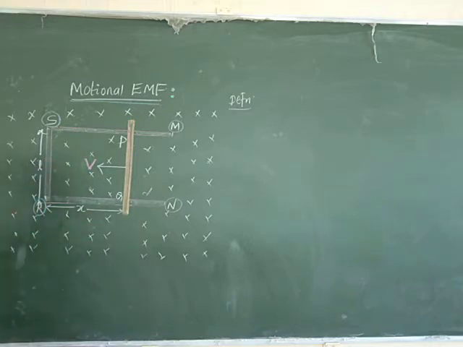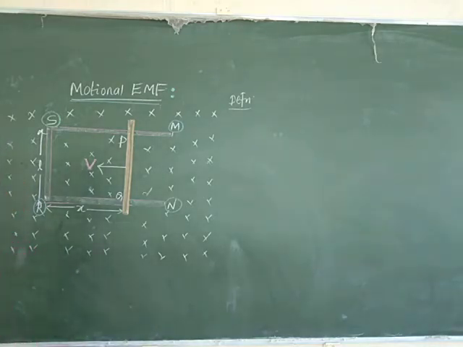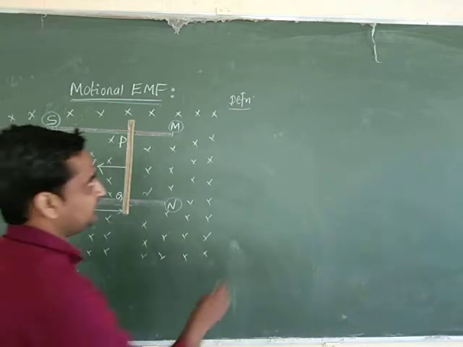In this case, by changing the area of the loop, or the area of the rectangular conductor, we are changing the magnetic flux linked with the coil, and hence the EMF is induced, right? By changing the area, we are inducing the EMF, and hence we have to calculate the expression for the motional EMF. So what is meant by motional EMF? The EMF induced across the ends of the conductor when it moves in a magnetic field, right?